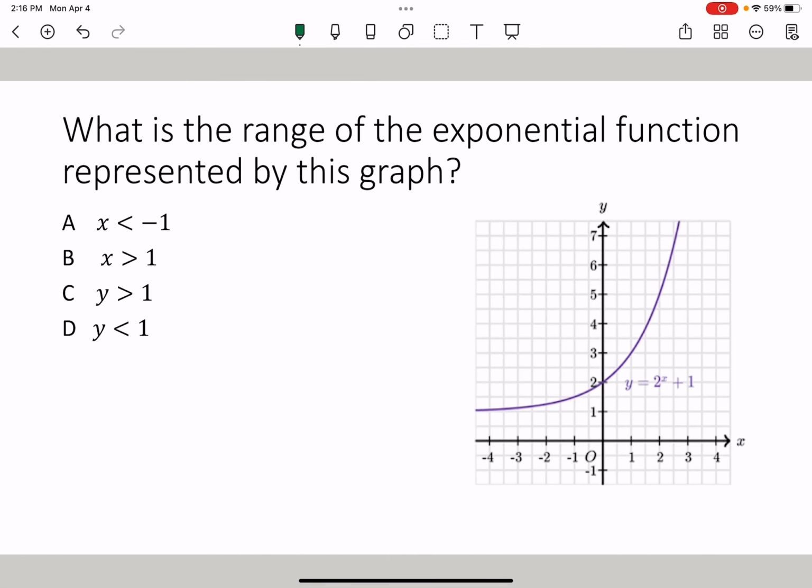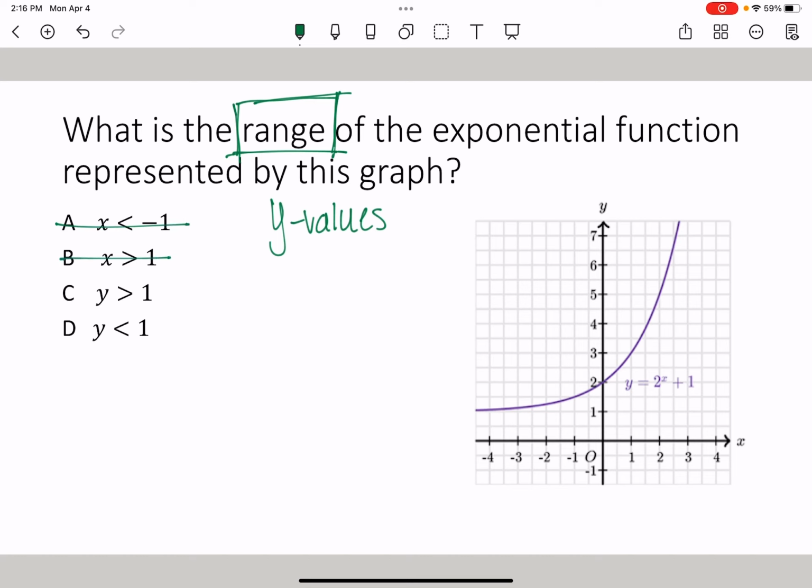So this says, what is the range of the exponential function represented by this graph? So it's asking me for range. Remember, range means y values. So I'm going to go ahead and eliminate any answer choice that talks about x. Okay, so I want to know what are the y values of this function.